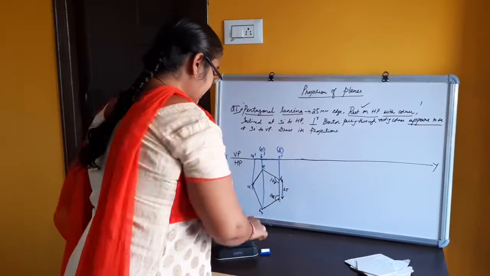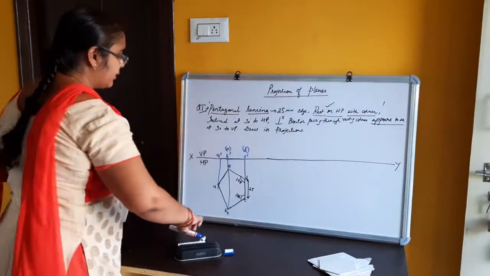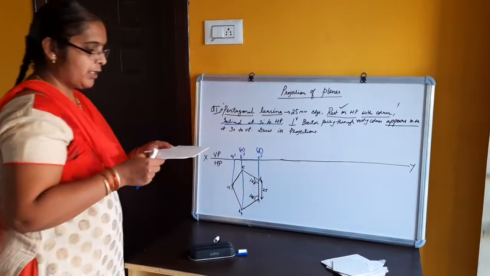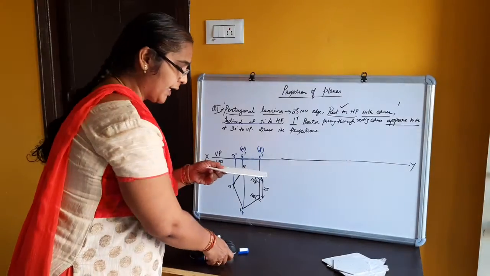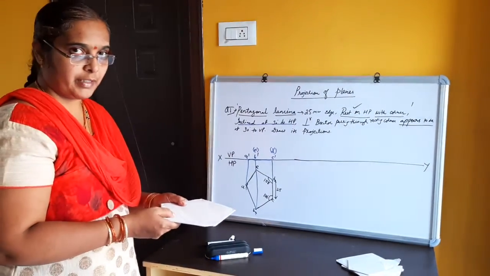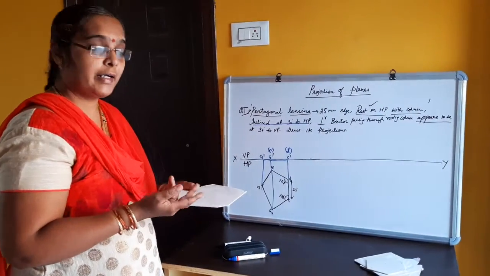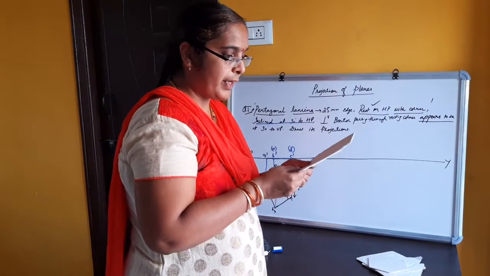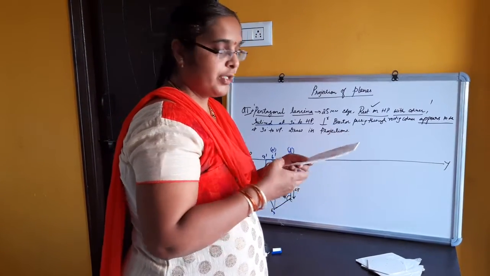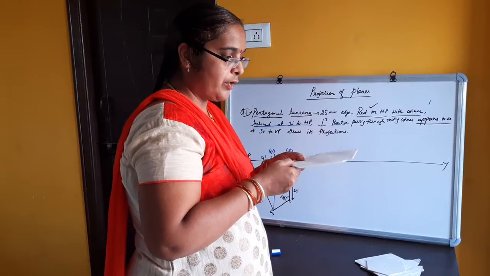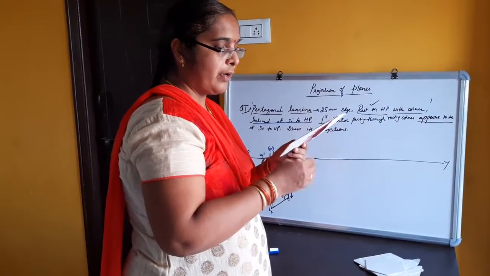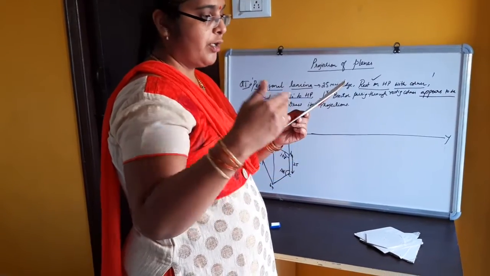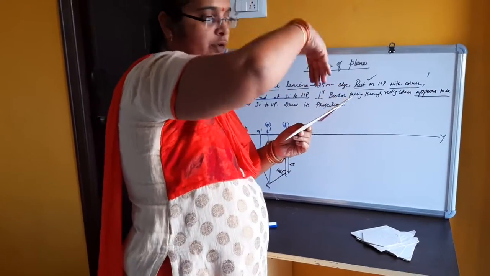What is the second stage? Here it is inclined at 30 degrees to HP. Now in the first stage I assumed that it is parallel to HP, but actually it is not parallel, it is inclined at an angle of 30 degrees. So lift the lamina by an angle of 30 degrees. Initially you made it parallel, now you are going to lift the lamina by 30 degrees. So keeping the lamina in this position, draw its front view and top view.